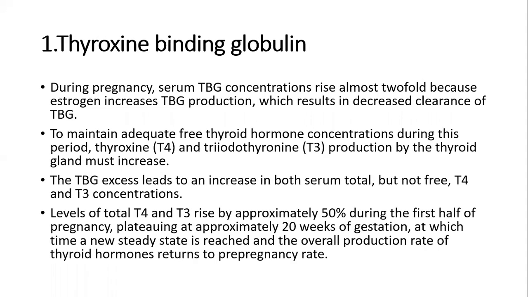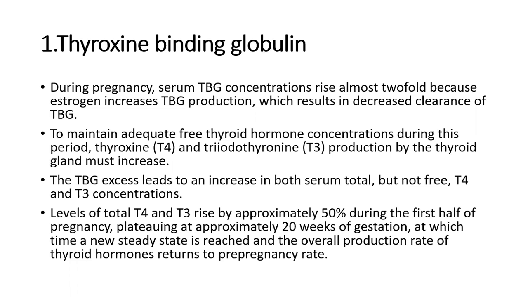So for the thyroxine binding globulin, during pregnancy, serum TBG concentrations are almost twofold because estrogen increases TBG production, which results in decreased clearance of TBG.